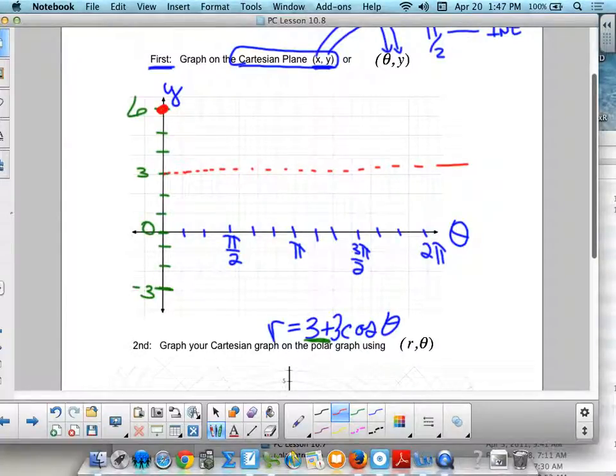Cosine either starts at the max or it starts at the minimum. Well, it's going to start at the max because this is positive cosine. By the time you get to the first interval, you're going to be on the midline. Second interval, the bottom of the wave. Third interval, back to the midline. And the last interval, back to 6, the max.